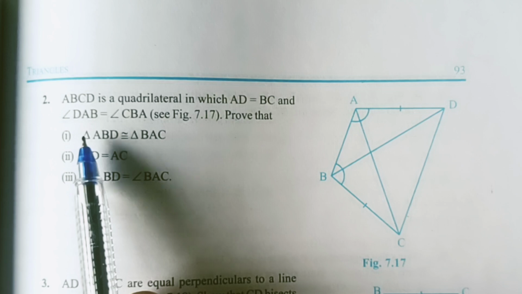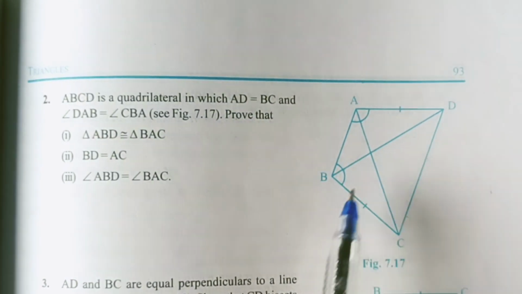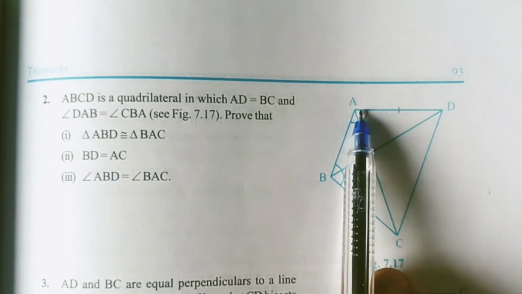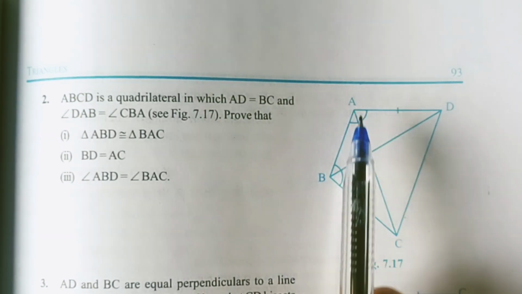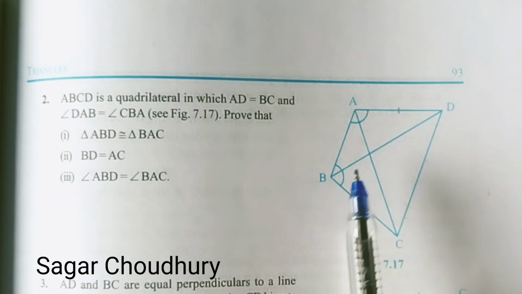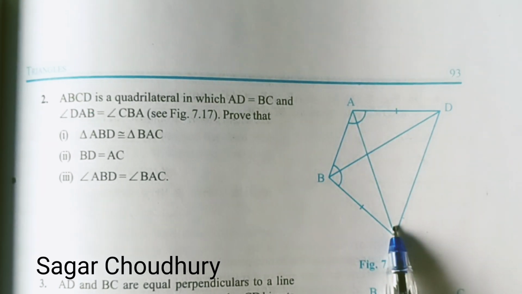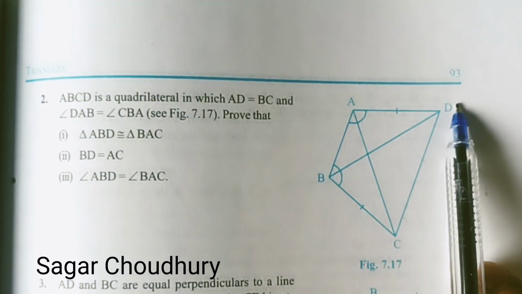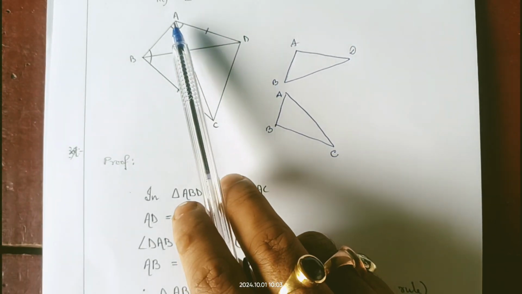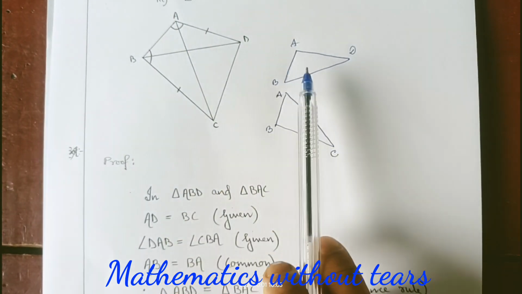In question number 2, it is given ABCD is a quadrilateral in which AD equal to BC. Angle DAB equal to angle CBA. We have to prove that triangle ABD is congruent to triangle BAC, then BD equals to AC, and we have to show angle ABD equals to angle BAC. So in the first part we have to show that triangle ABD is congruent to triangle BAC. So these two triangles I have drawn separately.